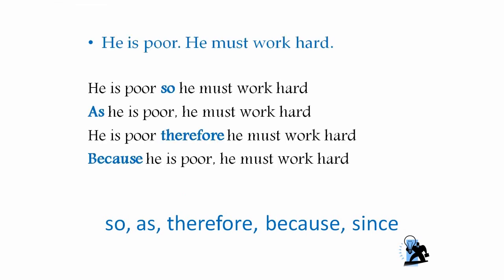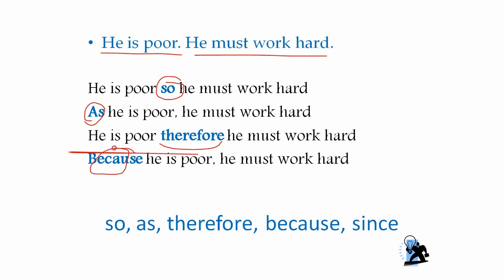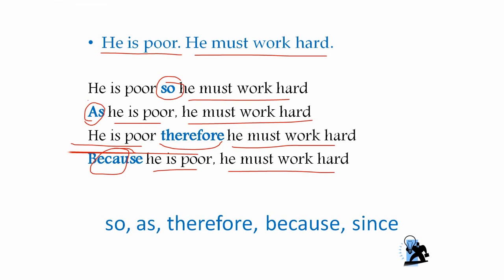Now again, you know, the same way, right? We have two sentences here. He is poor, he must work hard. Now I'm using so, or as, or therefore, or because. Now what I'm trying to do is I'm just joining two sentences here and again two sentences here. So all the conjunctions that we have learned, essentially they join two sentences, and we do it like this: sentence one, then we use a hook and then say this is sentence two. At the hook you will have a conjunction. Okay, like this. Got it?